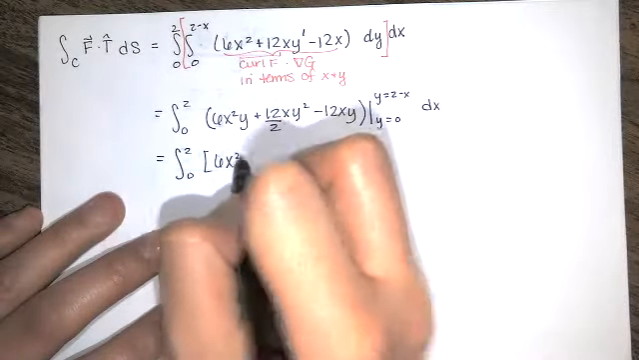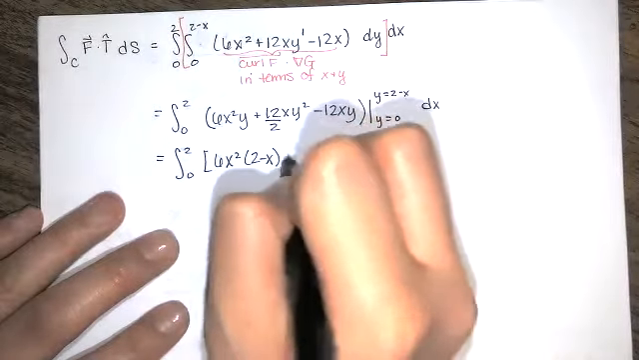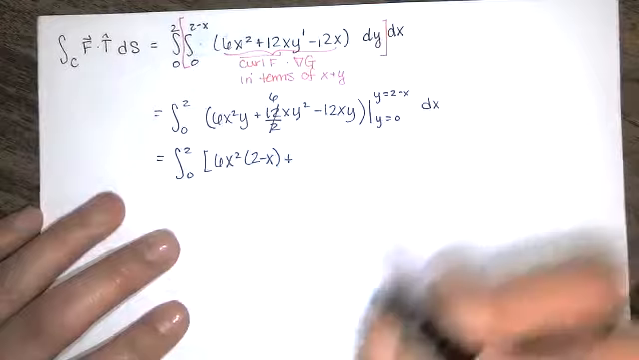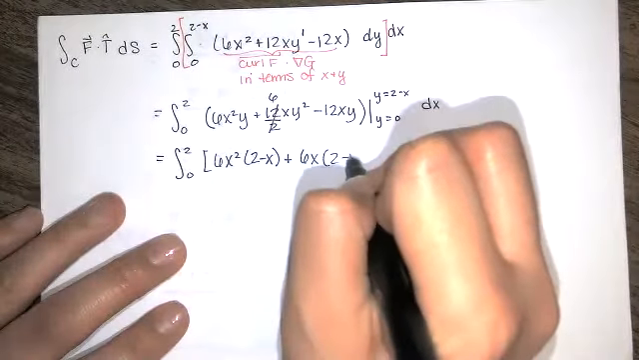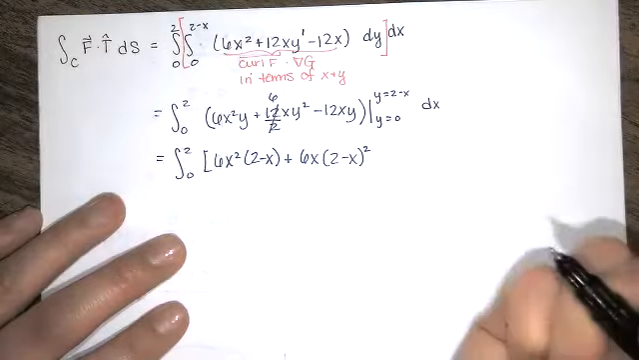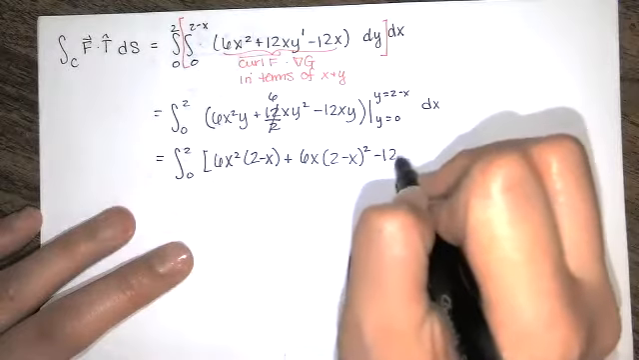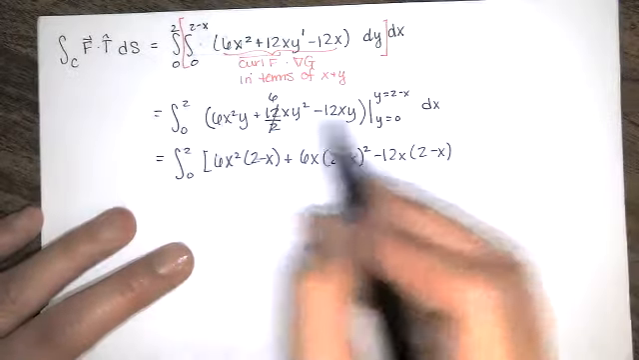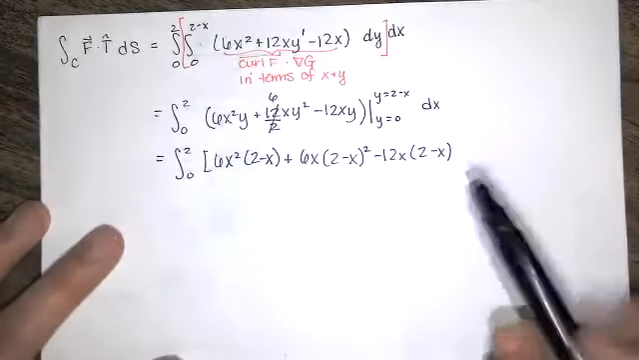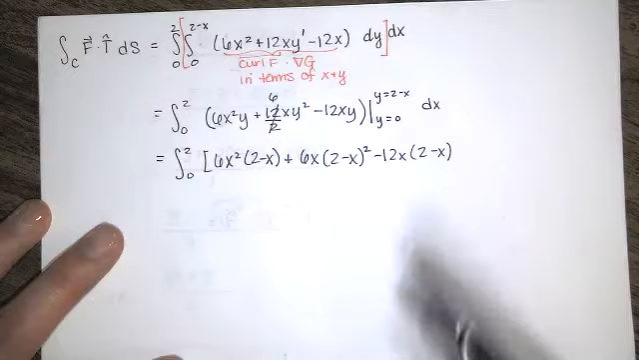So you have 6x squared times y, which is 2 minus x. And of course, 12 divided by 2 is 6. We have 6x times y squared. It's 2 minus x quantity squared. And then we have a negative 12x times y, which is 2 minus x. And then we evaluate all of this at y equals 0 and subtract, but when y equals 0, that's 0 plus 0 minus 0, so we just get 0.